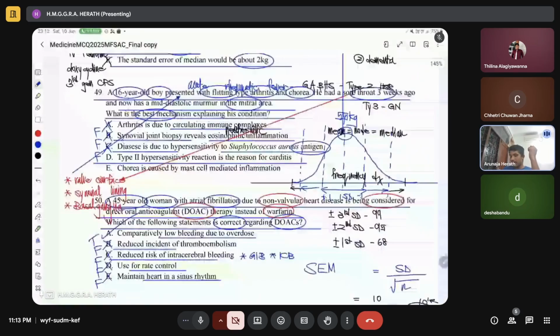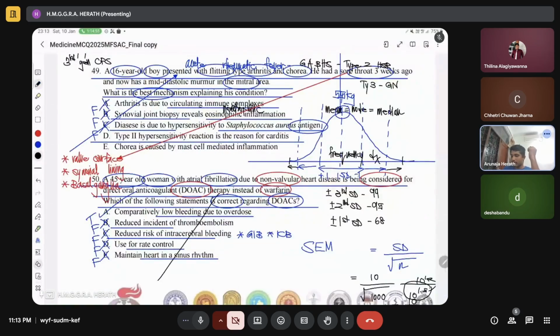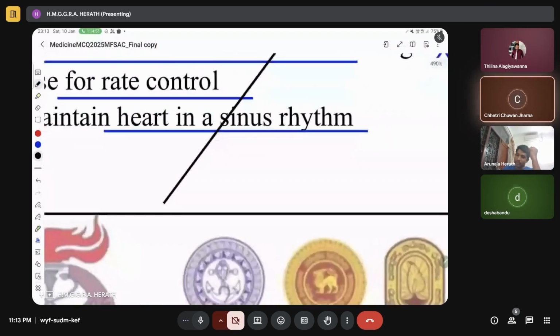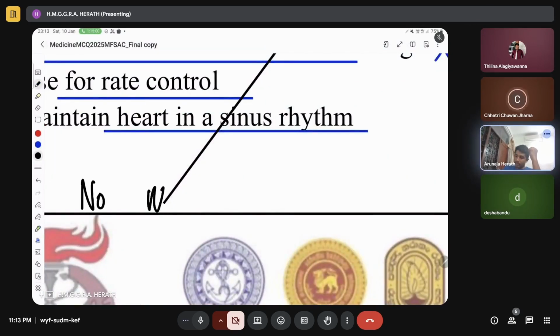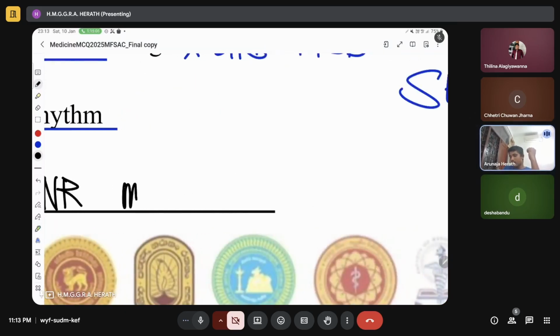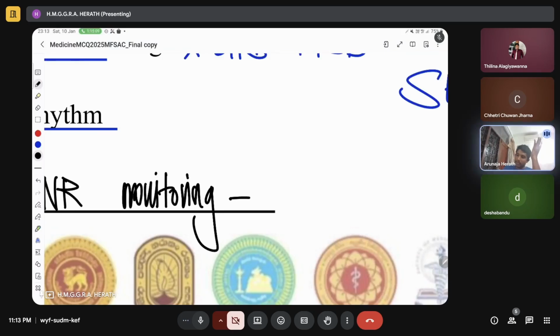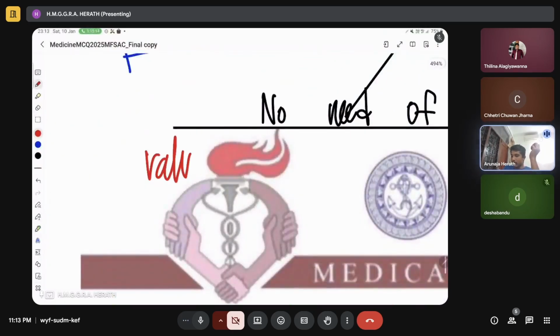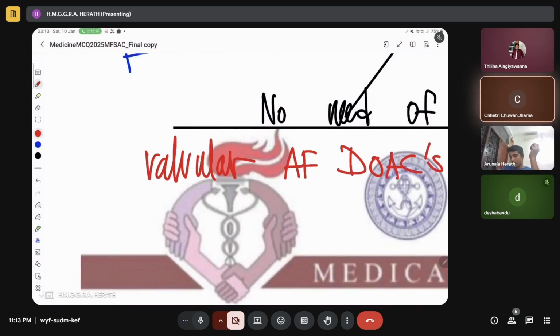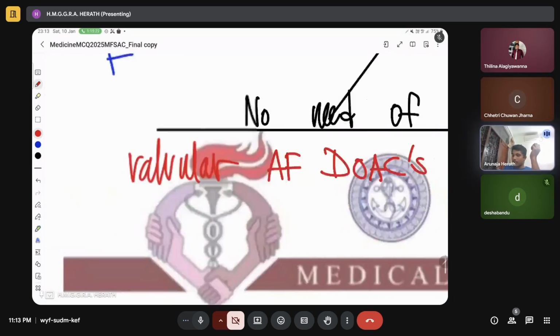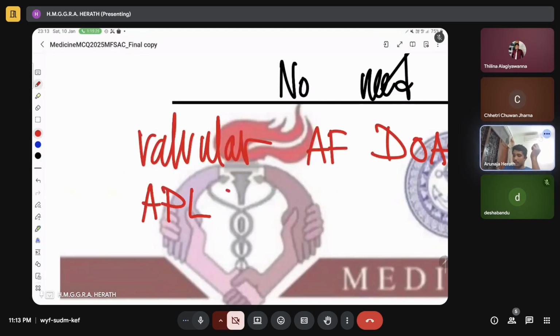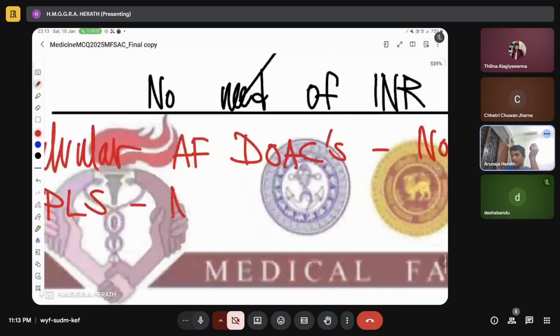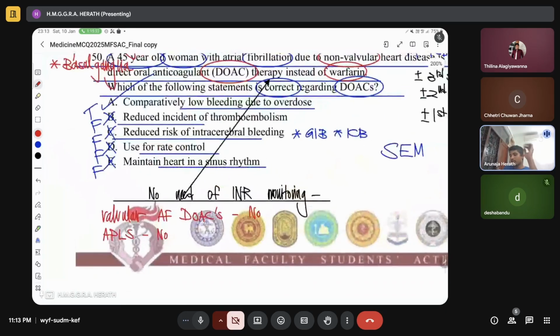What is the main advantage of using DOACs? Monitoring is less, no need of INR monitoring. Can you use DOACs for valvular AF? Now this patient is having non-valvular AF, no? Can you use DOACs for valvular AF? No. Can you use DOACs for APLS patients? No. For all those conditions, you have to use warfarin.